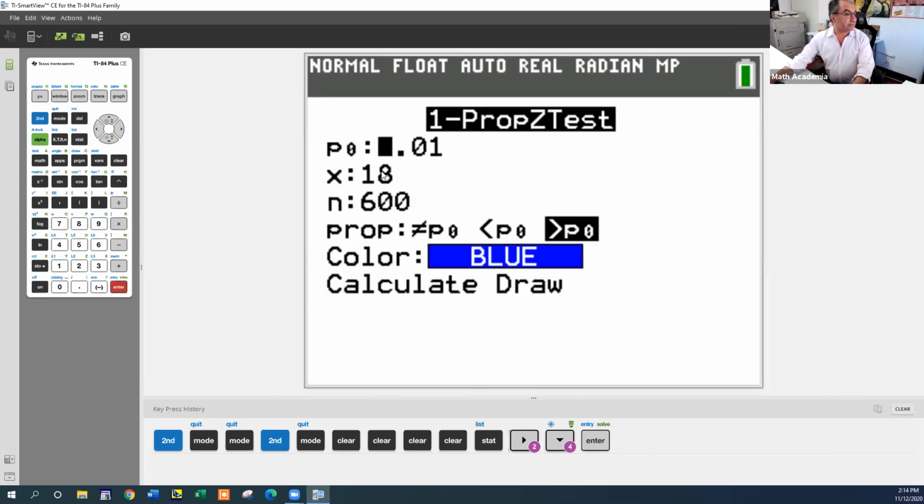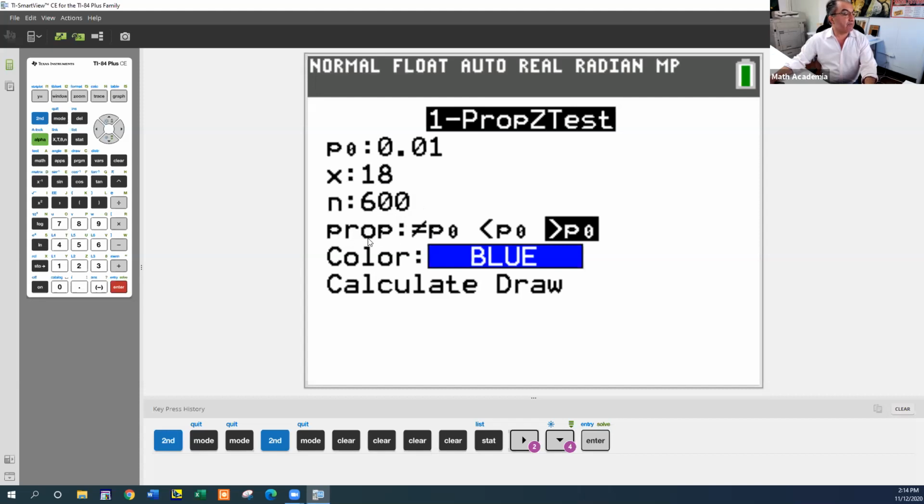Enter that and you can put the givens. P0 is the proportion in the claim, guys. That was 1%, no more than 1%, which is 0.01. X we calculated, that's why I say calculate X. It's 18, it's P hat times N, and N was 600.